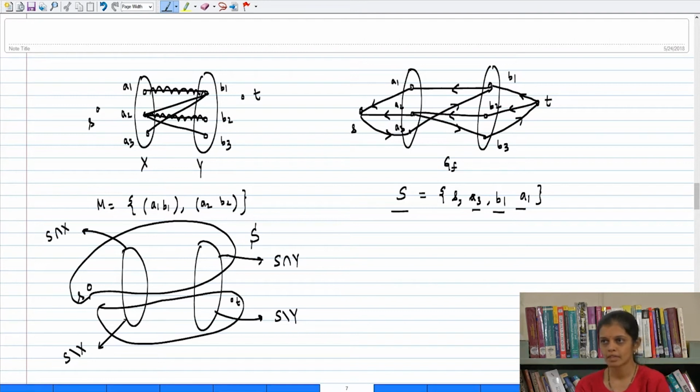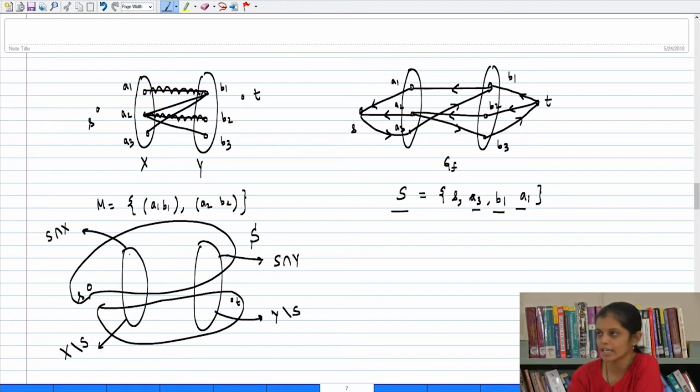What is the intuition, why would you say that it belongs to S minus X? Remember what S is. S is the set of vertices that are reachable from little s in the residual network. I am very sorry, so it is X minus S. Similarly, this is Y minus S. Thank you for correcting me. So these are the sets.